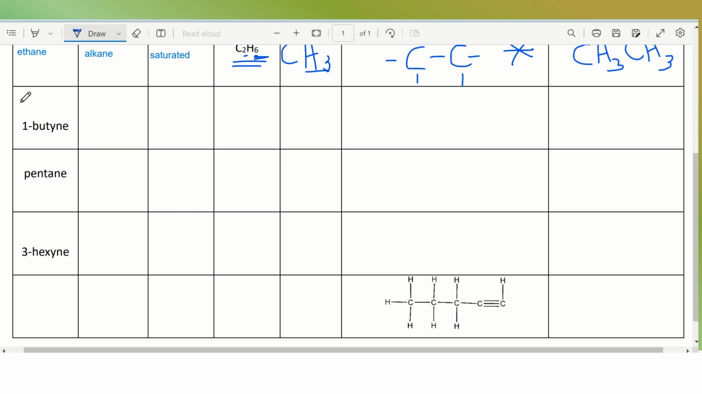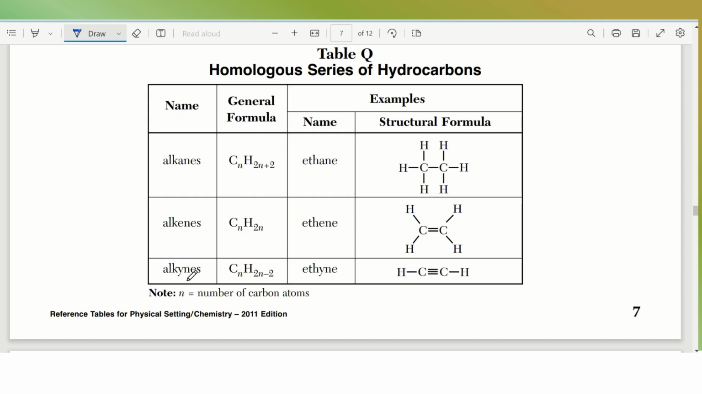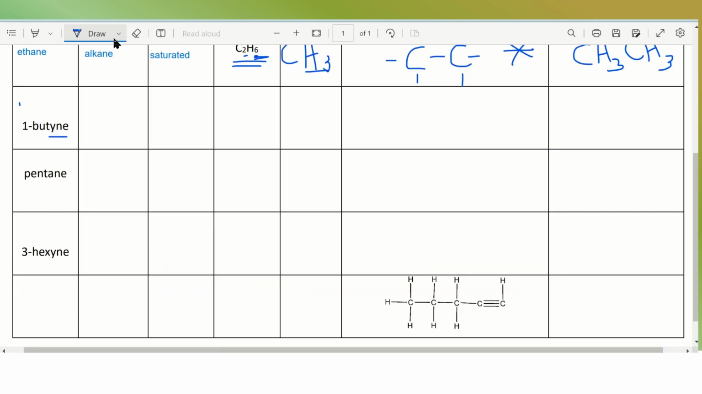All right, we're going to continue on the sheet. Here we are with this one. And look at the ending, YNE. So I go to this table, and right here, YNE belongs to which homologous series? Alkynes. So it is an alkyne.